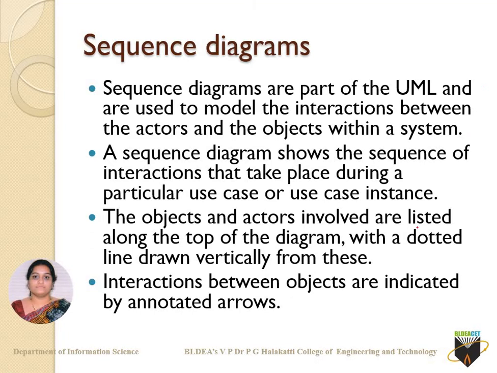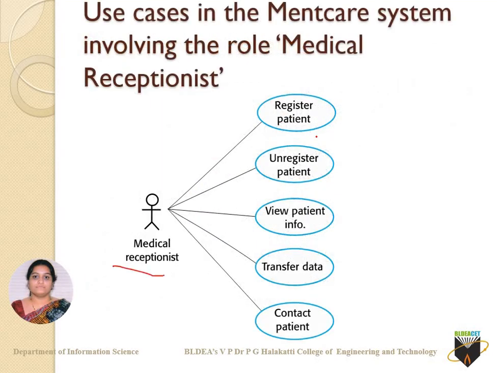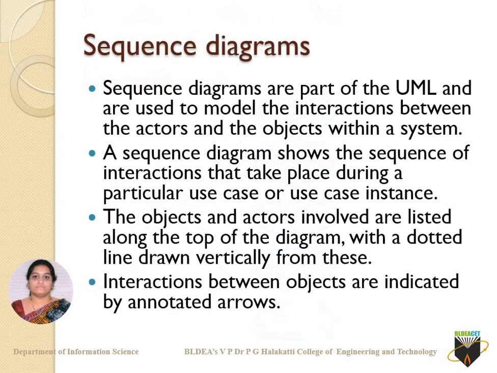A sequence diagram shows the sequence of interactions that take place during a particular use case or use case instance. For example, with register patient, there is a sequence of messages being transferred, being communicated. Those communications are looked at in a sequence diagram. So whenever you feel that some use cases are complicated or have a huge number of data transfers, then straight away what you can do is use this sequence diagram, so that it will help you elaborate your respective interaction modeling.